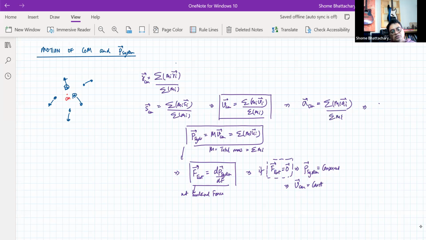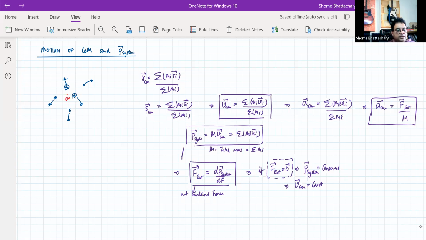So if you see, the numerator is the net external force acting on the system, because summation of MA is summation of all forces. So internal forces cancel off in action-reaction pairs. So the acceleration of the center of mass only depends on the net external force, which comes from summation of MA for all the particles.